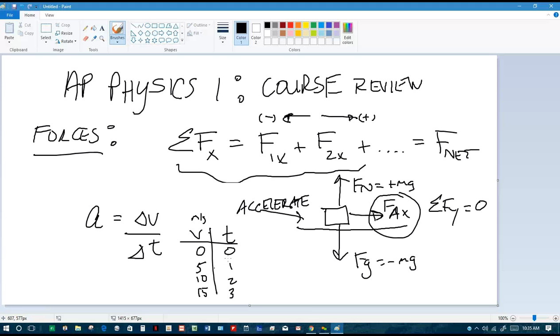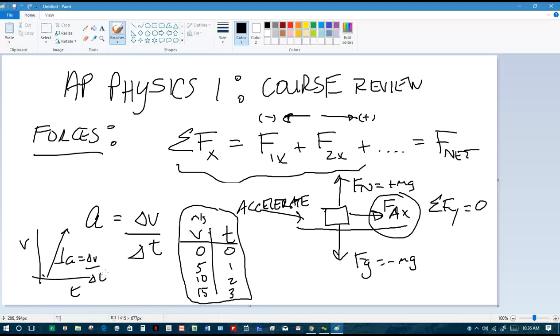Mark again of constant acceleration, a data table that looks like this: velocity versus time. Velocity increases by equal amounts in equal time increments, and when plotted on a velocity versus time graph would be linear, with acceleration being equivalent to the slope, delta v over delta t. The slope of this, as you can see, is 5. So the acceleration in my table here would be 5 meters per second squared.